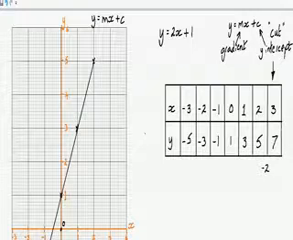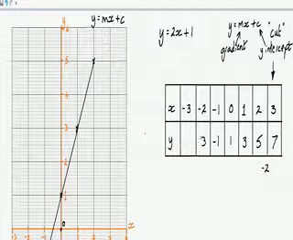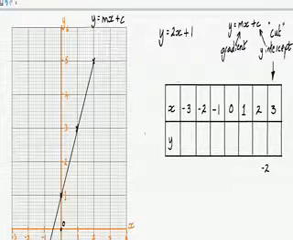Now sometimes the graph doesn't come to you in this y equals mx plus c form. So let's say that they tell you that x plus y equals 4. So x plus y equals 4.